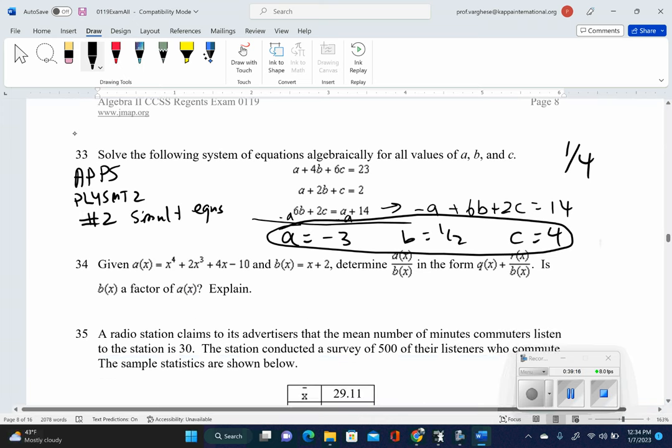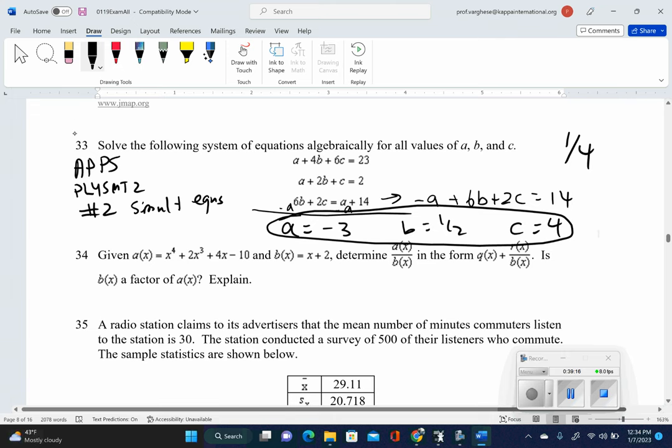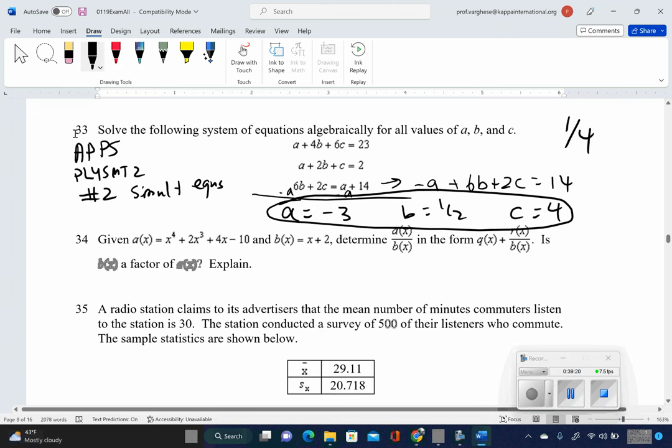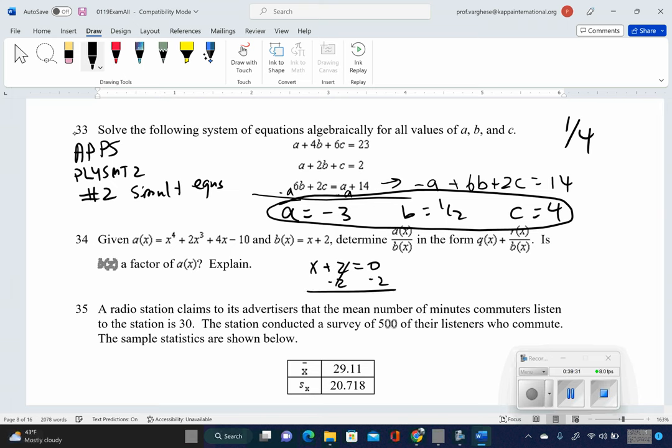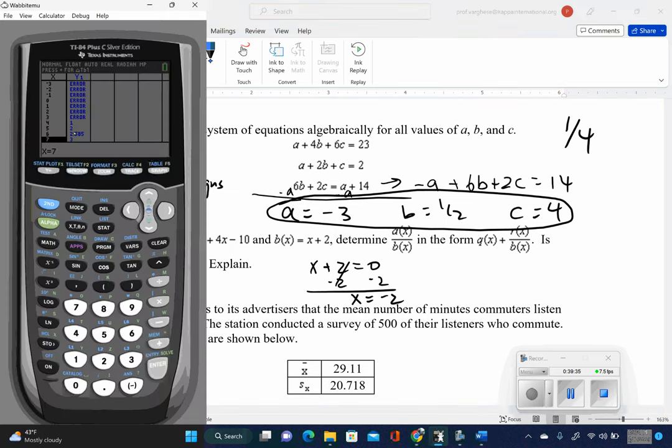Completely okay. All right, so given A of x and B of x, is B of x a factor of A of x? Okay, you could definitely do this. The first thing you can do is take this x plus 2, set it equal to 0. So minus 2 on both sides. So you get x equals negative 2. So I'm going to go to my calculator here. Let me get out of this. And I'm going to store negative 2, right? Store x. Hit enter. Okay.